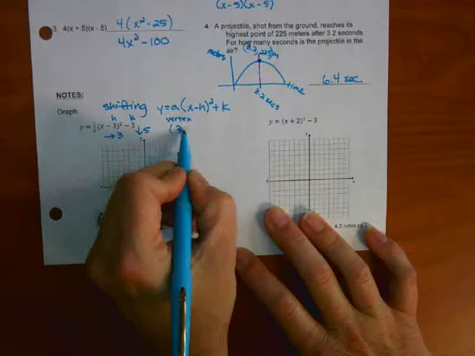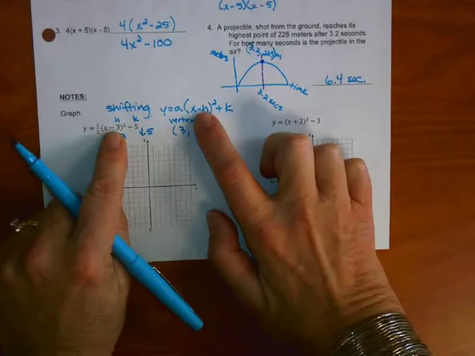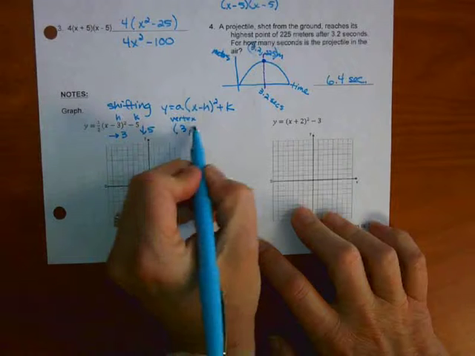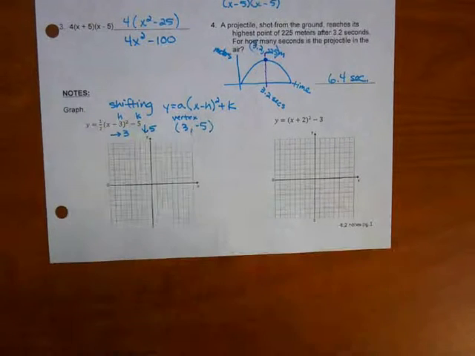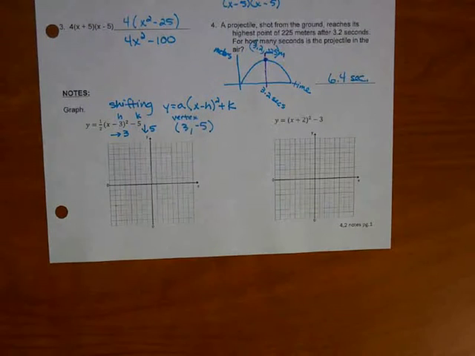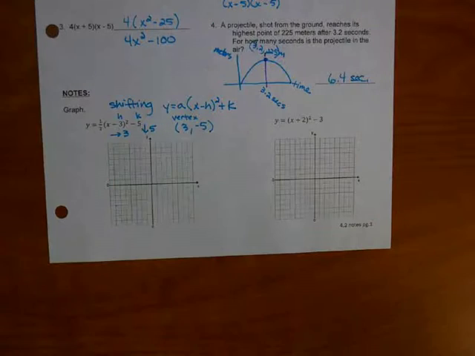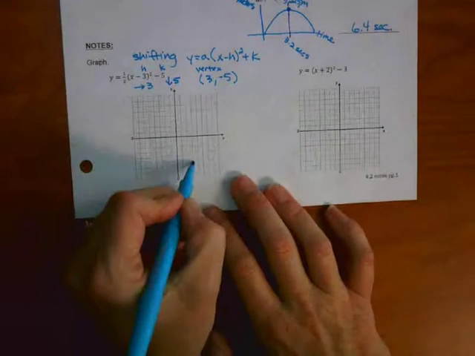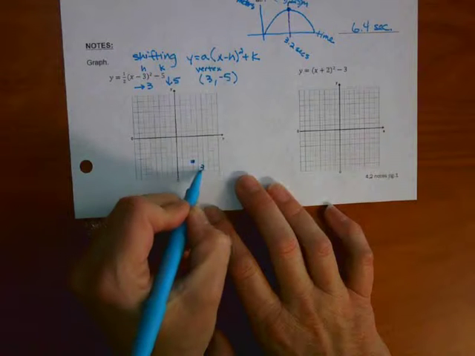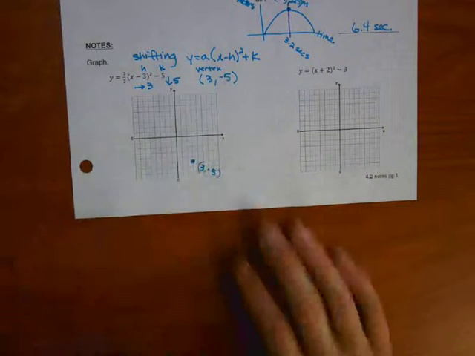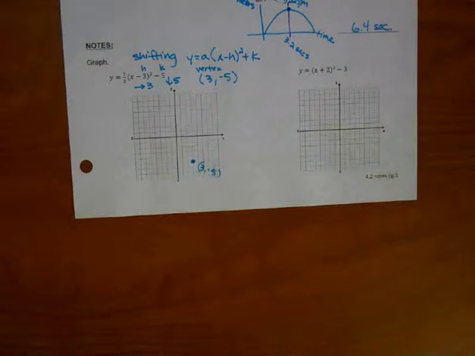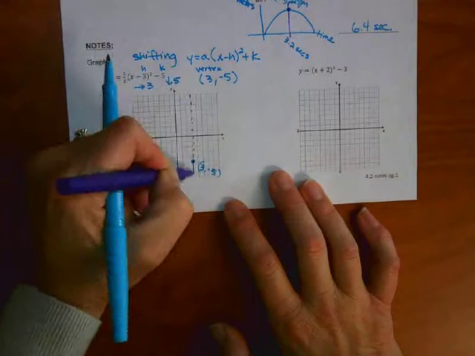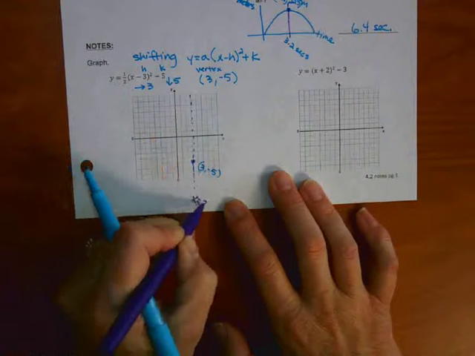It is 3, because that's a minus and that's a minus already. So that has to be a positive 3. And then -5. So I pull the vertex out and I plot that point. 3, -5. Over 3, down 5. There's the vertex. Easy enough. The other thing I can do now is I can draw the axis of symmetry. X equals 3.